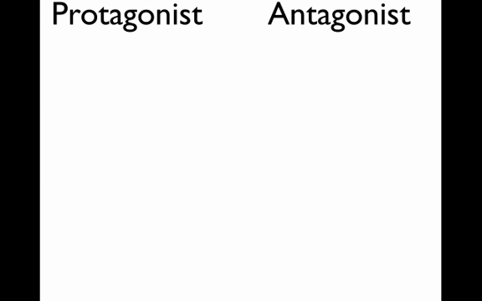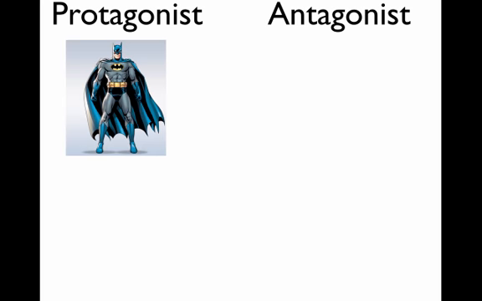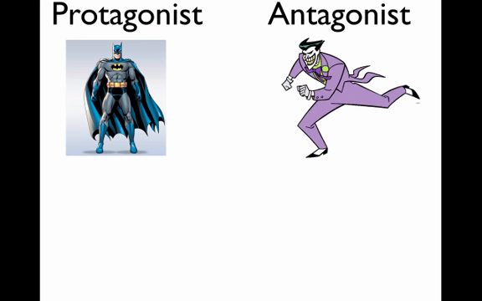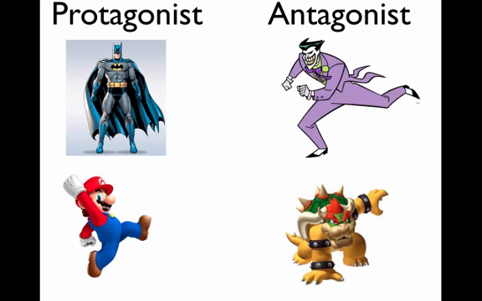In our lesson about characters, we also learned about types of characters. We learned that there are good guys like the protagonist, and there are also bad guys like the antagonist. For example, some protagonists and antagonists you might know are Batman versus Joker, or Mario versus Bowser.